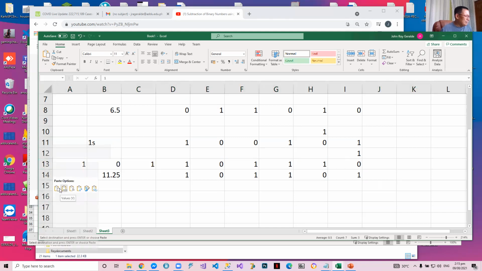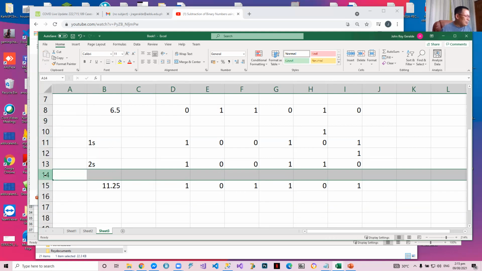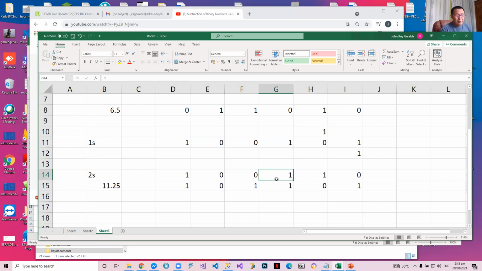We just add them together. It doesn't matter which comes first, because it's now addition, right? It doesn't matter this is the 2's complement of 6.5. We can add them together. It doesn't matter whether 6.5 is above or below because it's addition anyway. 0 plus 1 is 1. 1 plus 0 is 1. 1 plus 1 is 0. Carry 1. 1 plus 0 plus 1 is 0. Carry 1. 1 plus 0 plus 0 is 1. And then 1 plus 1 is 0. Carry 1. The last carry we discard. Okay.